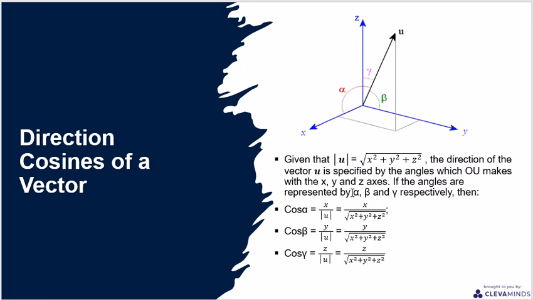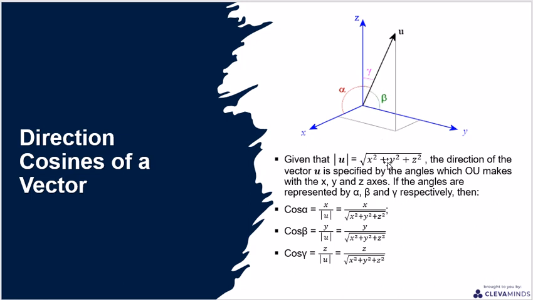If the angles are represented by alpha, that is the angle from the origin O, OU makes with x is alpha. Can you see the red arc? That's alpha. And the angle OU makes with the y axis is beta. Can you see that green arc? That's beta. Then the angle OU makes with OZ is gamma. Can you see that pink arc representing gamma?